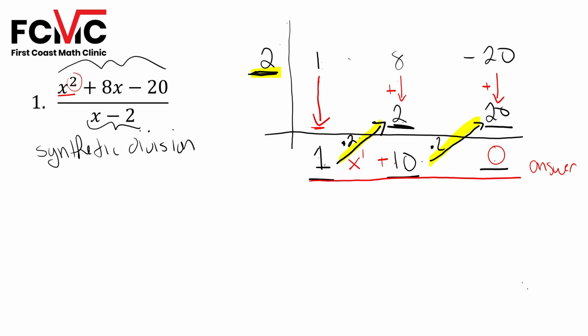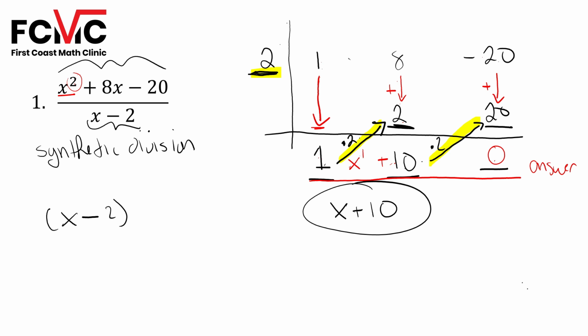So our answer is 1 x to the first plus 10. And if I just clean that up a little bit, it's going to be x plus 10 as our answer. Now, if we want to check this, we could take the term we divided by, x minus 2, multiply it by our quotient, the x plus 10. So we can do some FOIL here, and we should get back this value, x squared plus 8x minus 20.